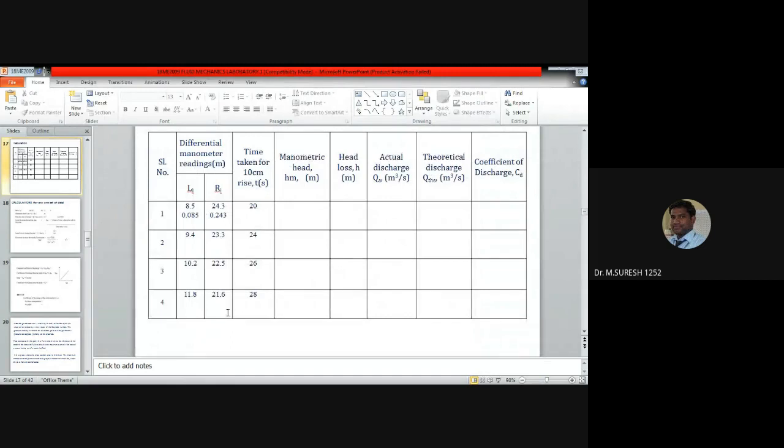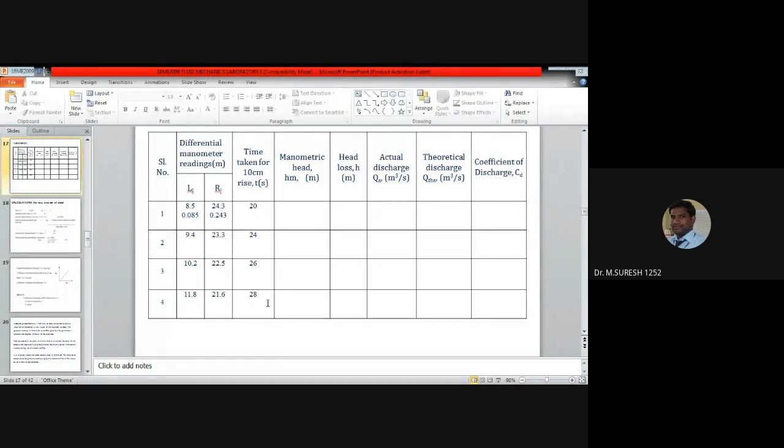Through these readings, you have to calculate all the unknown values. While uploading in Google Classroom, I will not mention any readings, so if you want, note the readings. All of you noted the readings? Yes.